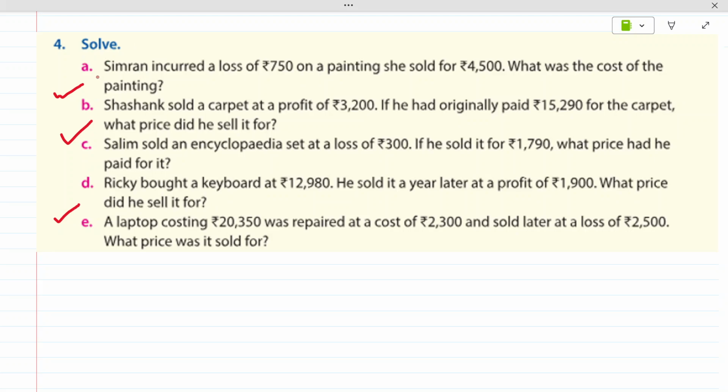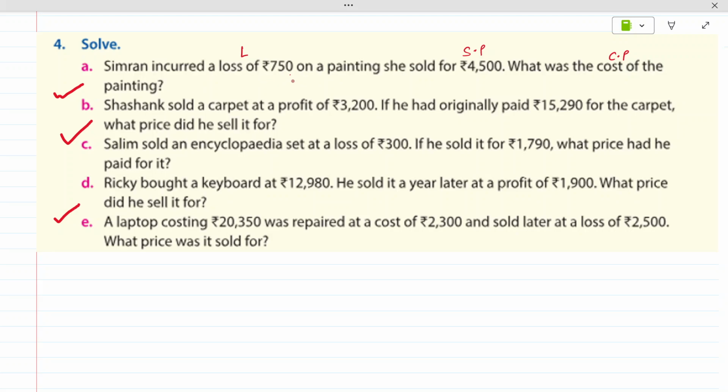Okay. So A part is Simran incurred a loss of rupees 750 on a painting she sold for 4,500. So loss is rupees 750 and the selling price, she sold the painting for 4,500. This is the selling price. What was the cost of the painting? But we have to find out the CP in this case. So which formula we will use? I'm writing here. Okay, this question you have to solve yourself. I'm writing the formula. Just put the values in.